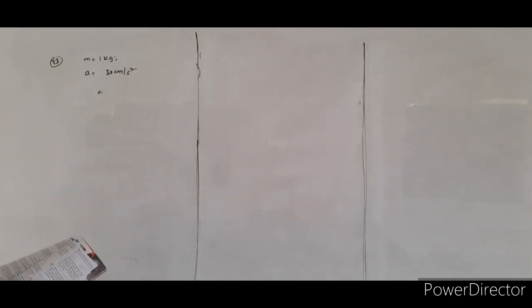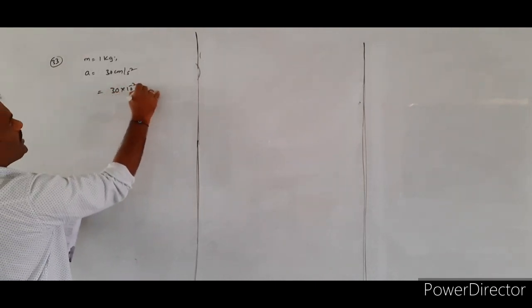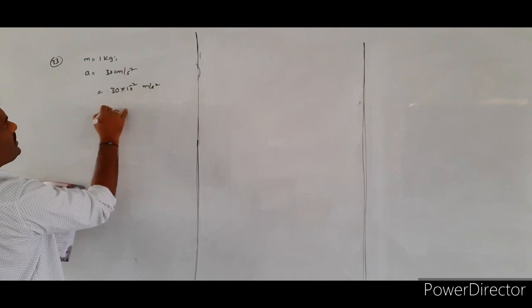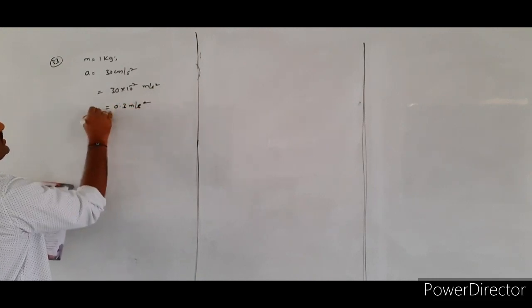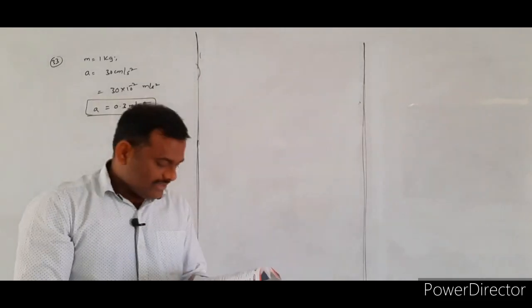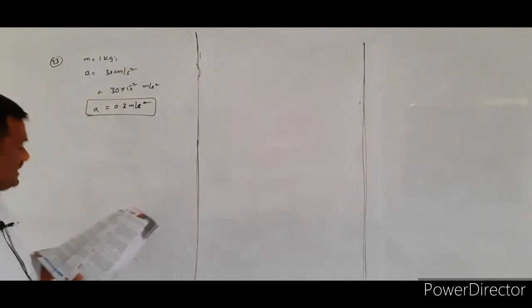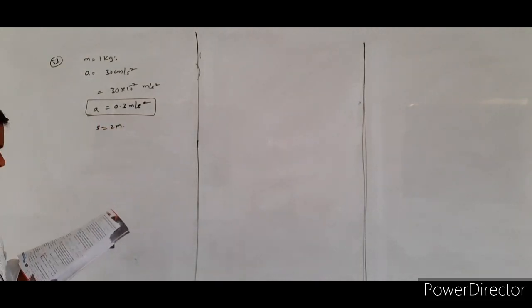First we convert the values into meter per second square. 30 into 10 power minus 2 meter per second square. That value will be 0.3 meter per second square. So first, all the data we have to convert into the SI system. Next, the displacement of the body was given: S is equal to 2 meters.